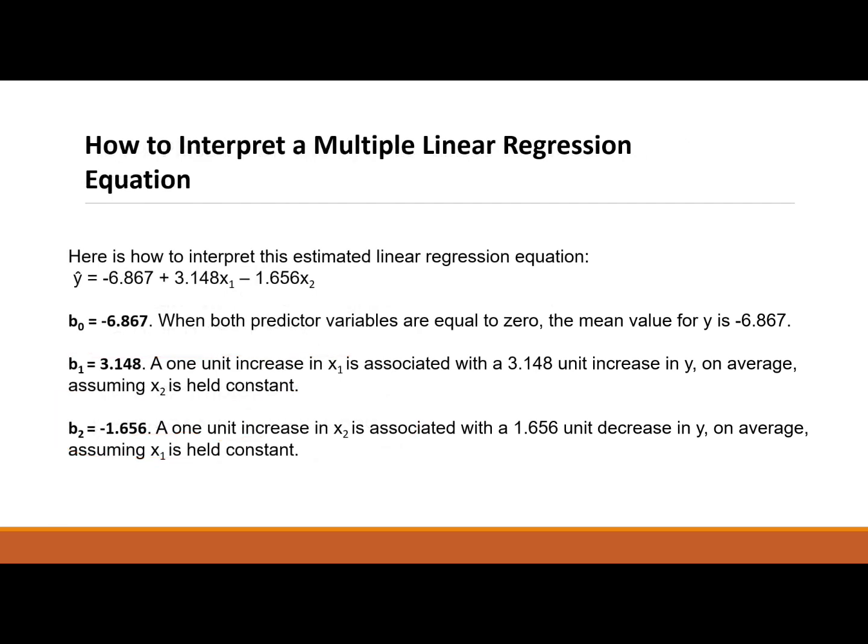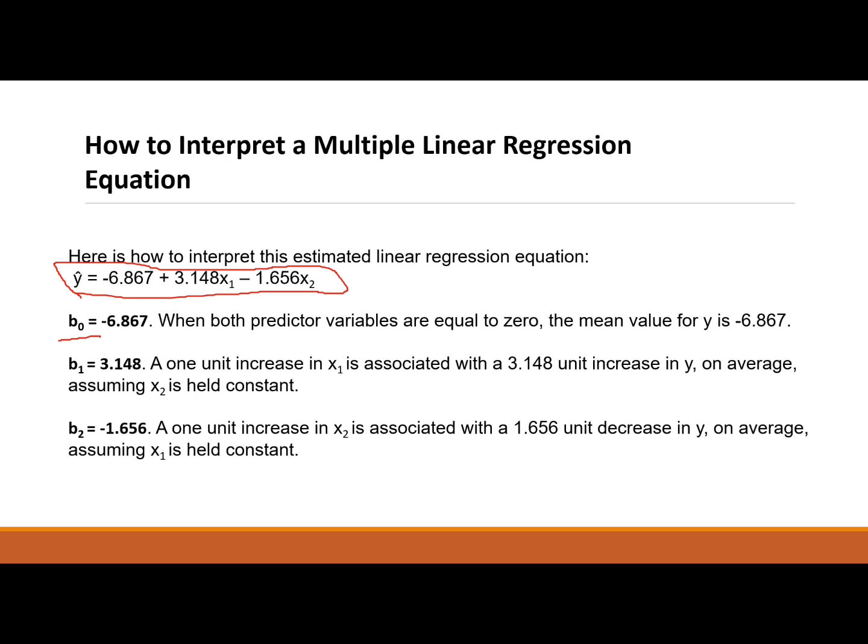So how do we interpret a multiple linear regression equation? This is our equation. Okay. B0 is equal to negative 6.867. This is the y-intercept, or the constant term in the equation.